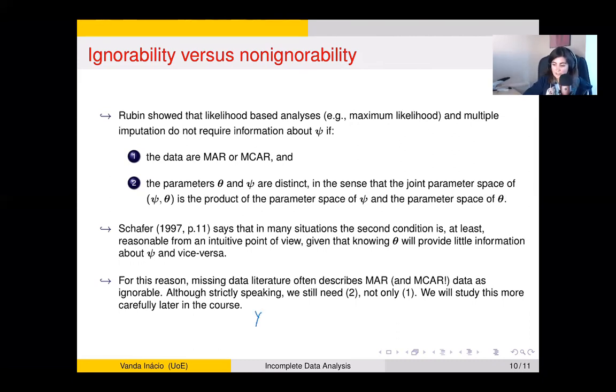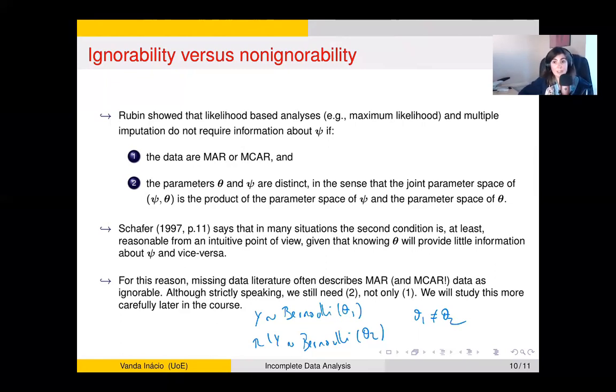For instance, imagine that my data is Bernoulli theta 1, and then that my missing data mechanism is Bernoulli theta 2. In this case, the parameter of the missing data model is theta 2, and we assume theta 1 to be distinct from theta 2. So here the two conditions are met because the parameters are distinct and data are, in this case, missing completely at random. And when these two conditions are met, we say that the missing data mechanism is ignorable.